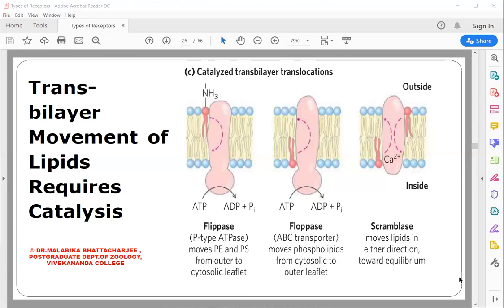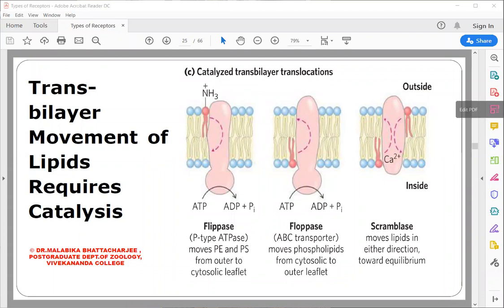And next, scramblase. This is a more efficient one. This uses calcium. Scramblase activity is associated with the rise in cytosolic calcium. Okay, so rise in cytosolic calcium usually occurs when there is either apoptosis or there is a cell injury. So this is important. Since it is associated with calcium, a high level of cytosolic calcium is an indication that there has been an injury or the death process has started.